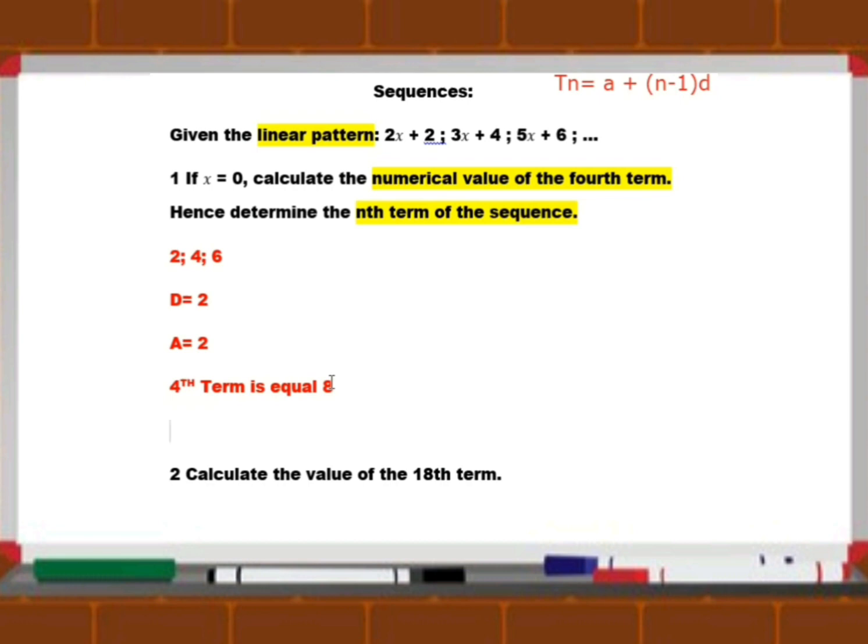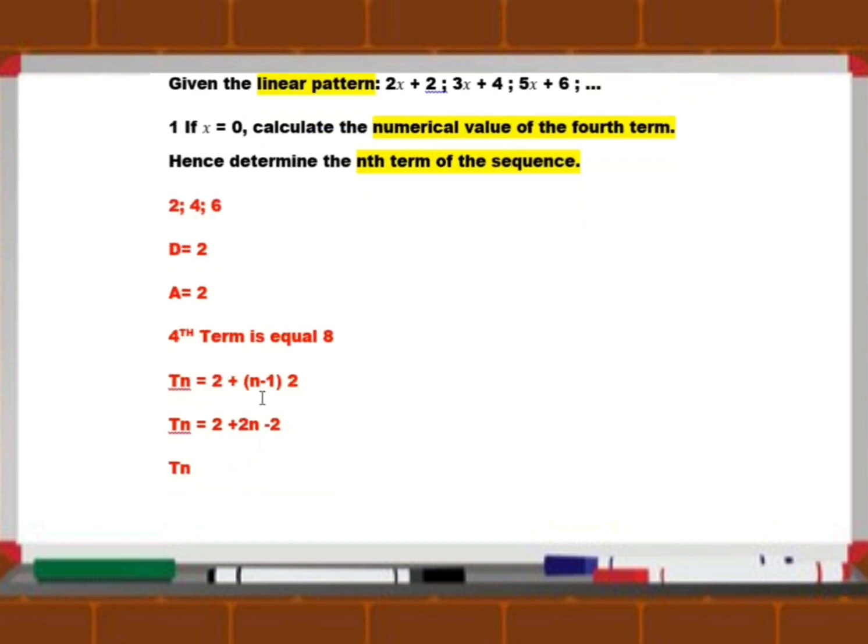So I was yapping, I know, but it's A. So we know that A is 2 plus n minus 1. And then D is 2. Positive 2 times positive n, it's 2n. Positive 2 and negative 1 is negative 2. The positive 2 and the negative 2 cancel out and you are left with 2n. And then that's your final answer, right?